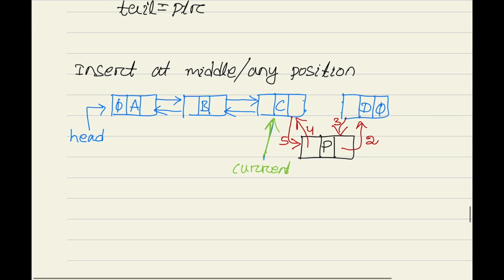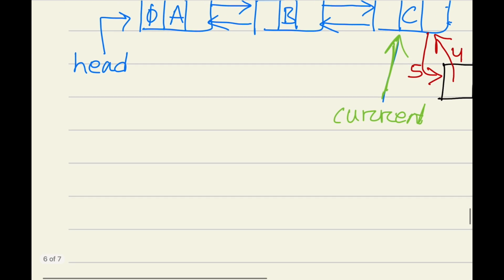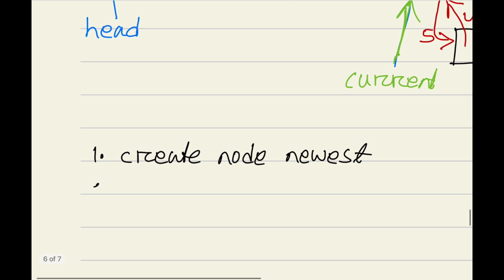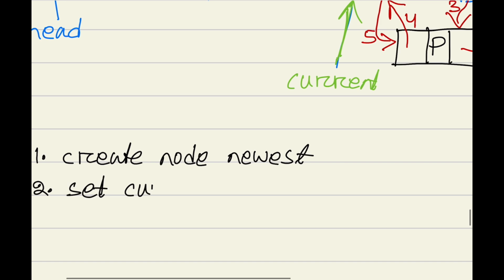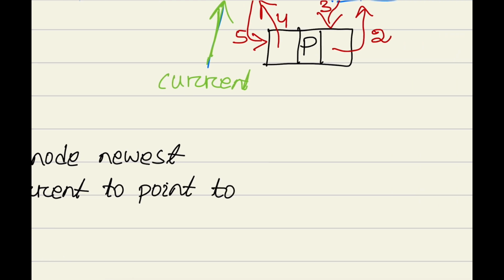So what are the steps we need to write here? If the pictorial representation is clear, now we can easily write the steps. What are the steps we have to follow? First create the node newest. Then what is the next step? Take a reference current and start from the beginning. Set current, we are taking one extra reference variable current, and set current to point to the head of the list.